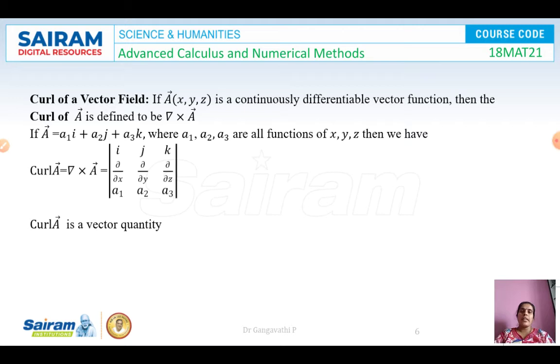So, as the name itself says, curl is always operating on a vector. Consider a vector A of x, y, z, which is a continuously differentiable vector function. Then curl of A is defined as del cross A.